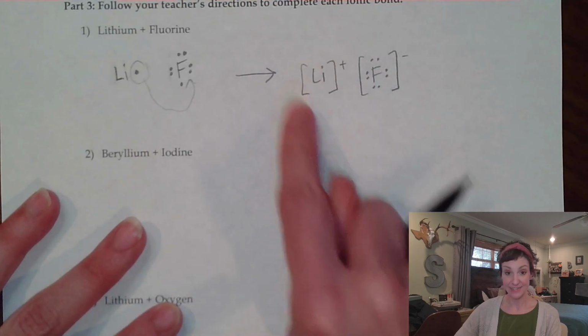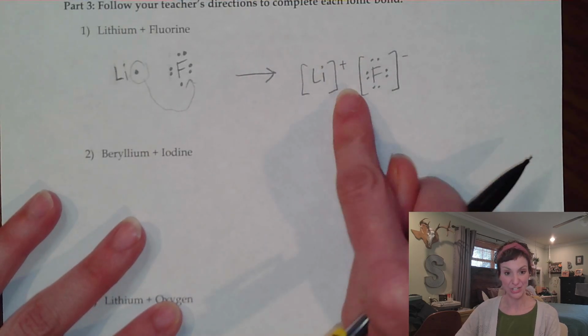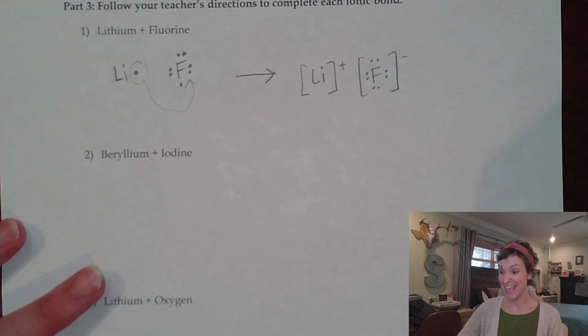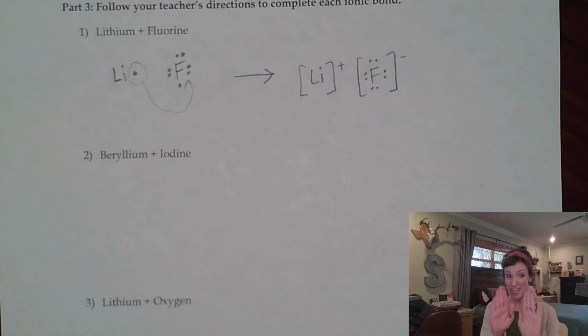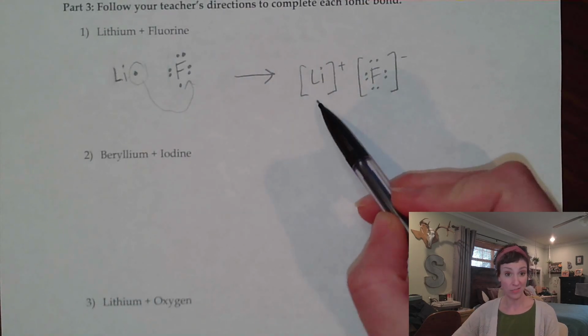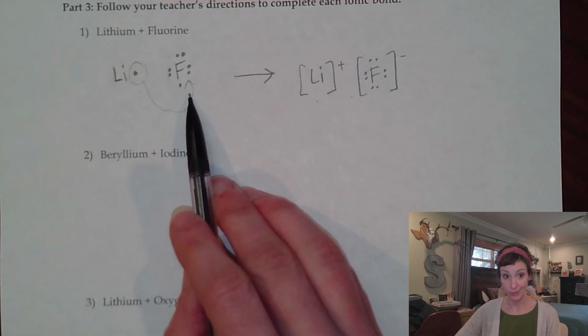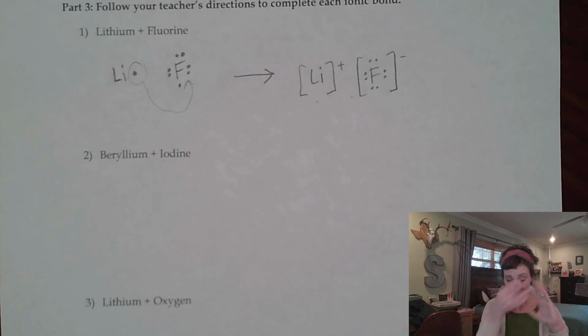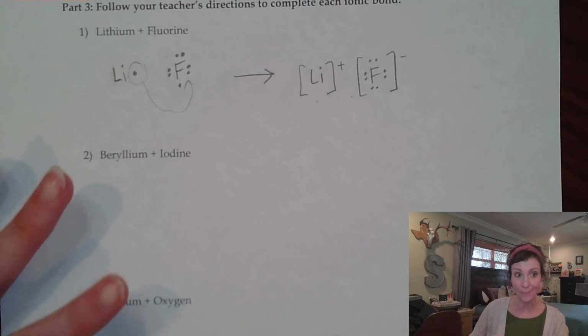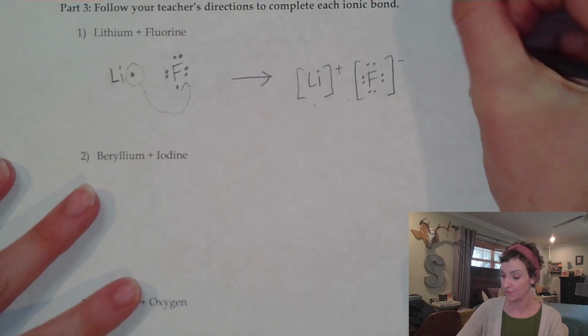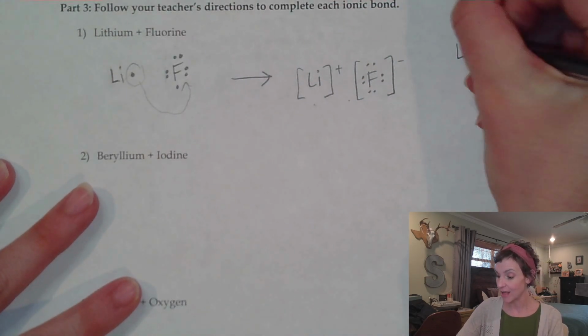I have a positively charged cation. I have a negatively charged anion. And this is the ratio of each one of these ions that I need to each other. I only need 1 lithium for every 1 fluorine. Having 1 lithium and 1 fluorine was perfect. All of the electrons got lost where they needed to get lost. All of the electrons were gained where they needed to get gained. So in fact, the ionic compound that we've created between lithium and fluorine is LiF.